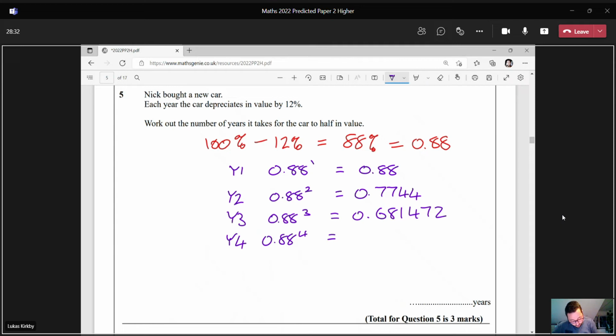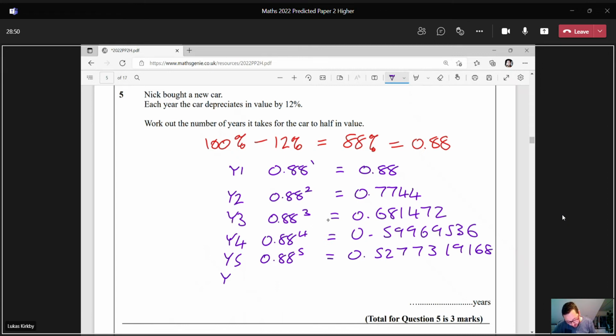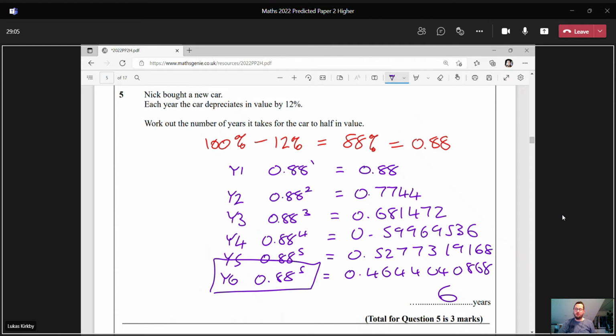That's going to be 0.599695336. So we're getting closer and closer to 0.5. 5 is going to be 0.88 to the 5, which is 0.52773191168. And I'm hoping this next one will be under 50%. And yeah, that's 0.4644040868. So it's going to take 6 years to get to less than half of the original price.